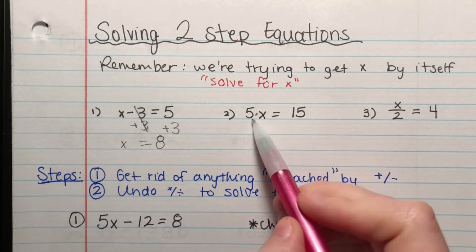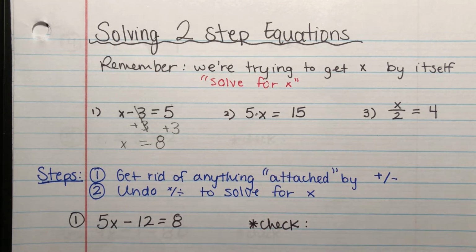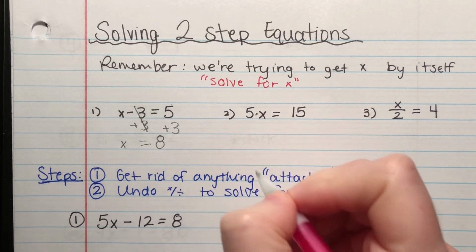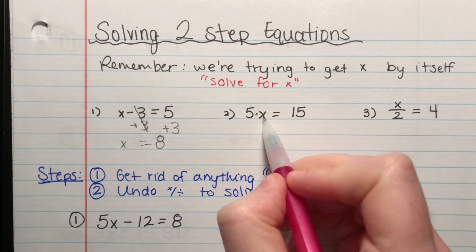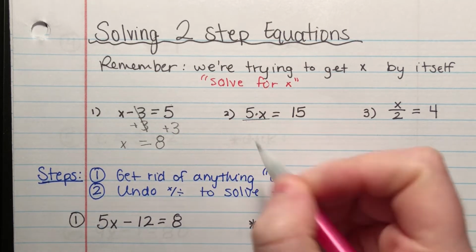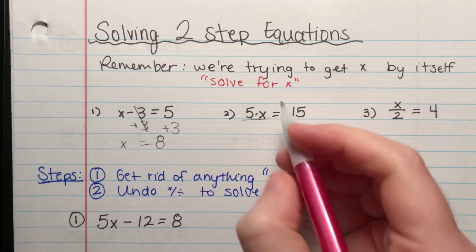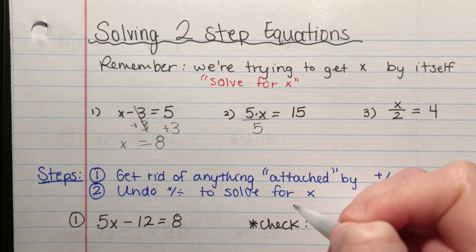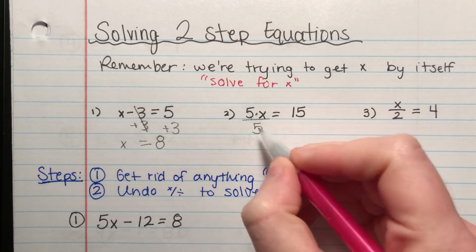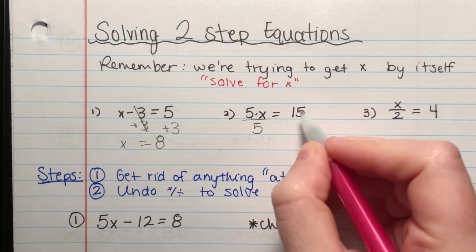So since this is being multiplied, how do I undo multiplication? The opposite of multiplication is division, so I'm going to need to divide. Now remember, I want to get x by itself, so x is going to stay on this side, so I'm trying to get rid of this 5. So I'm going to divide by 5 there. And whatever I do to one side of the equation, I have to do on the other side.